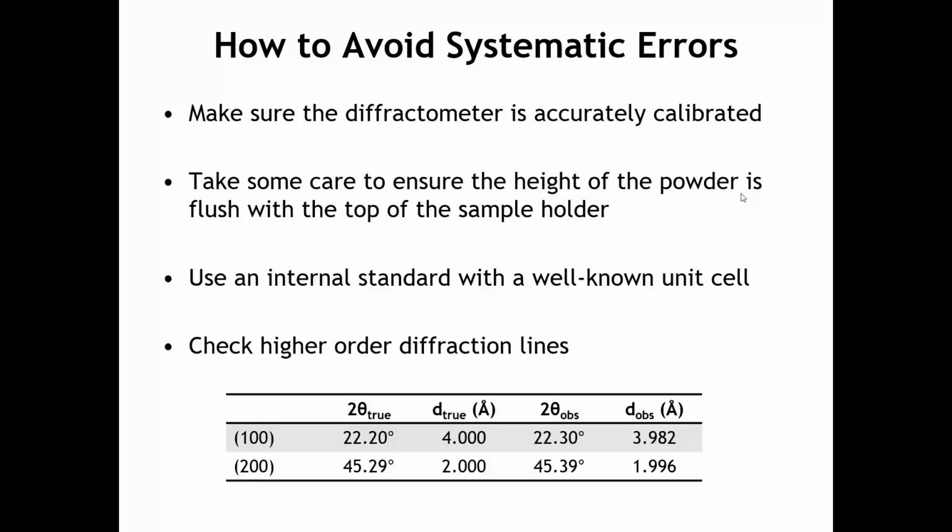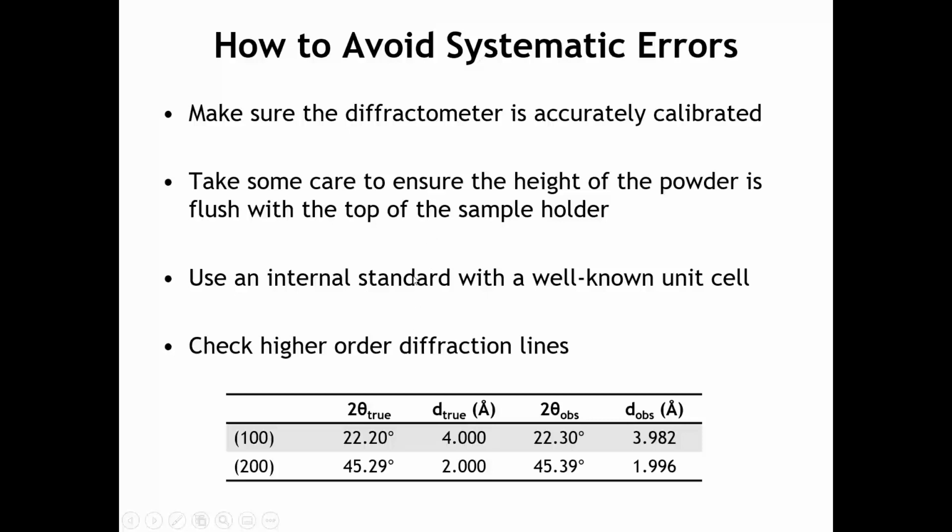Now, how do we avoid these systematic errors? Well, first of all, we want to make sure our diffractometer is calibrated, and then when you prepare your sample, you want to do all that you can to make sure that the height of the powder is exactly flush with the top of the sample holder.